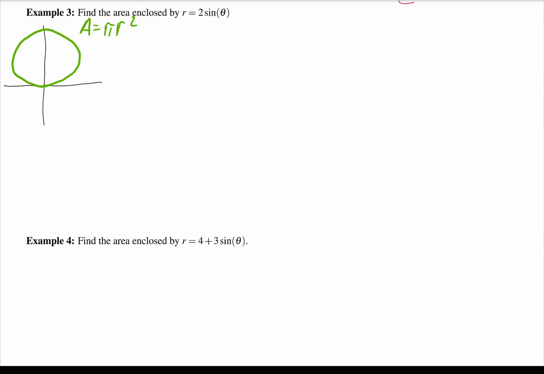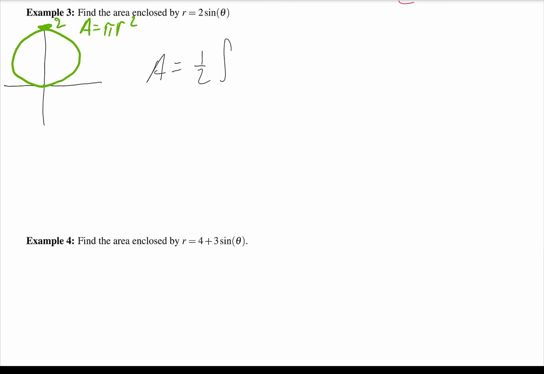this is not a radius 2 circle. So this up here will be 2. The circle is actually going to have a radius of 1. So the area we get here should just be pi. But we'll use our new method to actually verify that. So we should have A is equal to 1/2 times the integral.